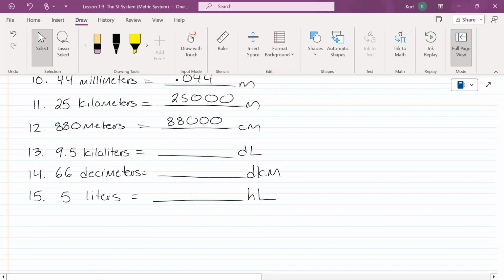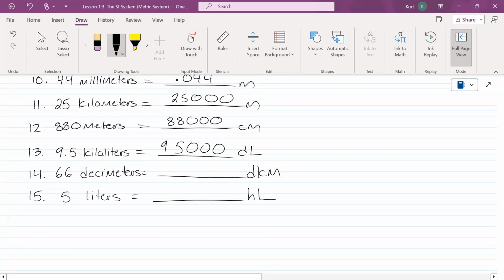How many times bigger is a kiloliter than a liter? 1,000. Good. So how many zeros is that? 3. And then how many times smaller is a deciliter to a liter? 10. So there's another 0. So how many total shifts are you doing? 4. 1, 2, 3, 4. Yep. 95,000 deciliters.